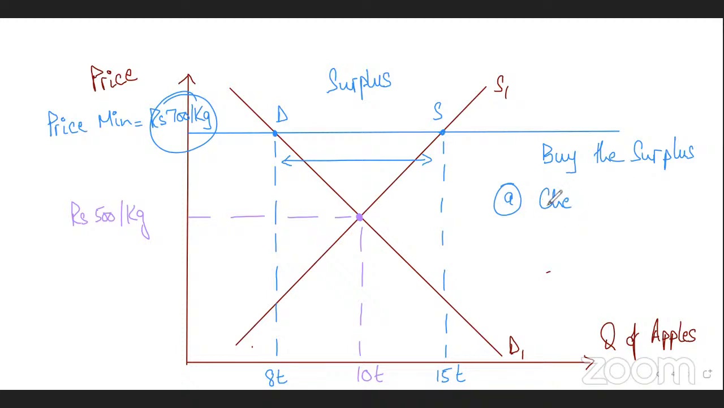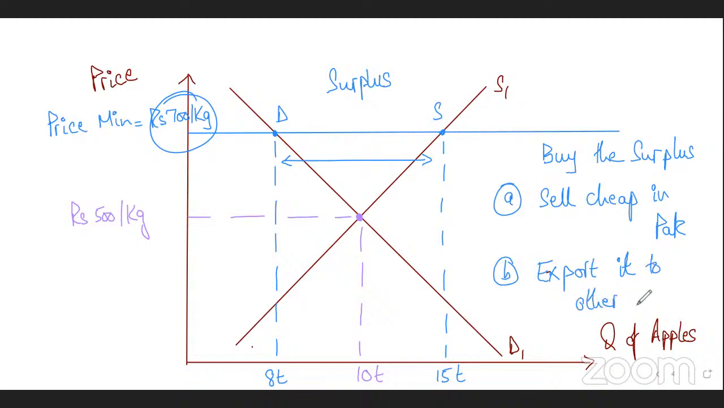Sorry, let me write this down. Sell cheap in Pakistan, or export at a higher price to other countries. Does it make sense? Export it to other countries at a higher price. Any confusion so far? Anything that any one of you did not understand? Khatija, Khizr especially, is it making sense? So these minimum prices that we've just discussed are there to help the producers.